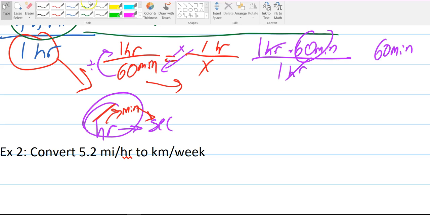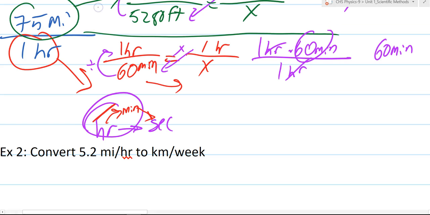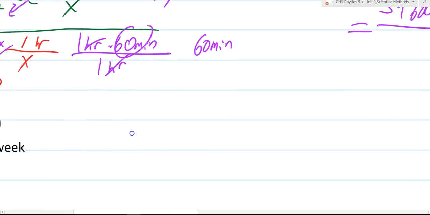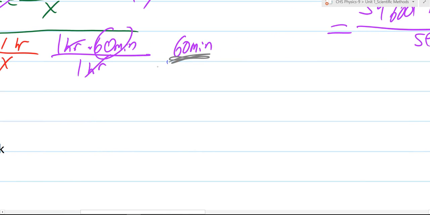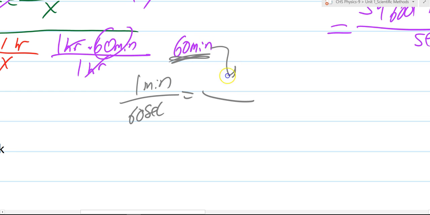So now what I need to do is, let's try this color. Now I'm going to go from minutes to seconds. Okay, so this is my given now. I've got my ratio, which is 1 minute is 60 seconds. Now my given is 60 minutes, so I'm going to match that with what I have here, and then my x would go there.